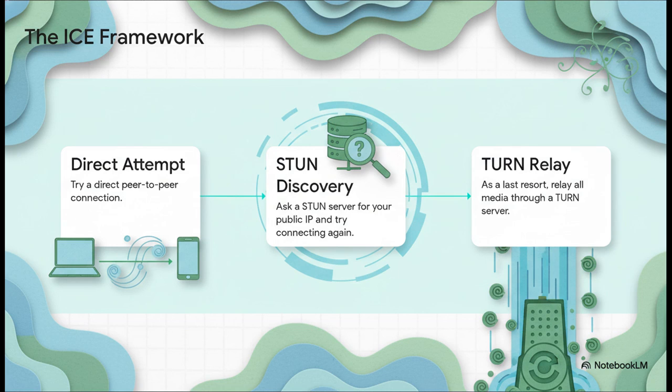And the thing that orchestrates all of these pieces is a framework called ICE, which stands for Interactive Connectivity Establishment. It's just a systematic process. ICE tries the simplest thing first, a direct connection. If that doesn't work, it escalates to using a STUN server. And if all else fails, it falls back to that expensive but super reliable TURN server. It's like this waterfall of attempts to find any possible path for the media to flow.